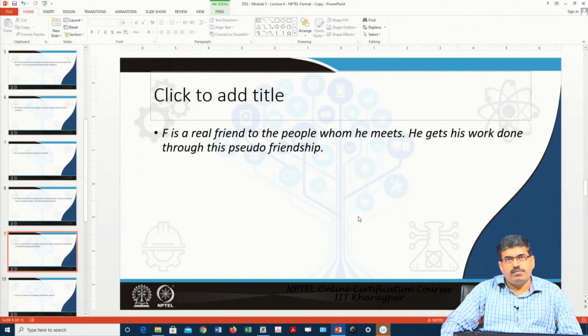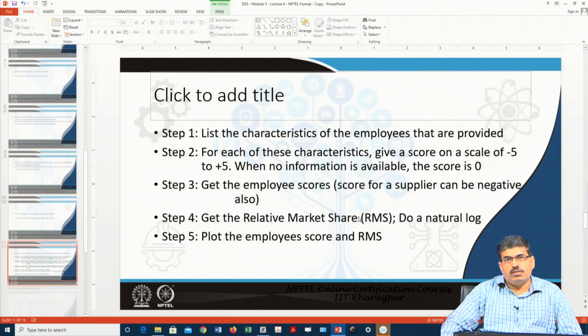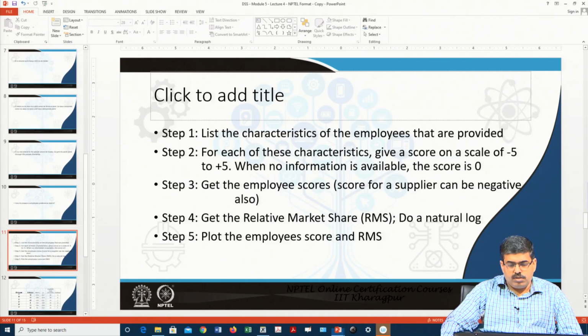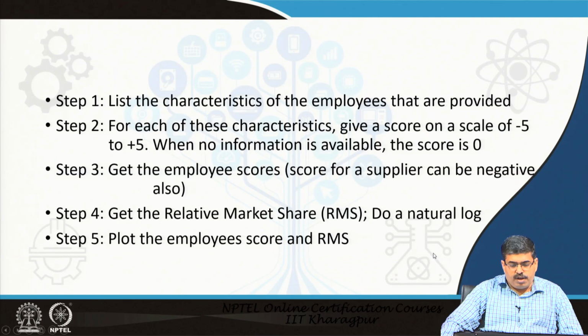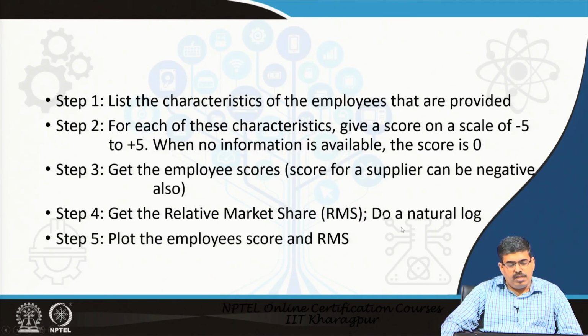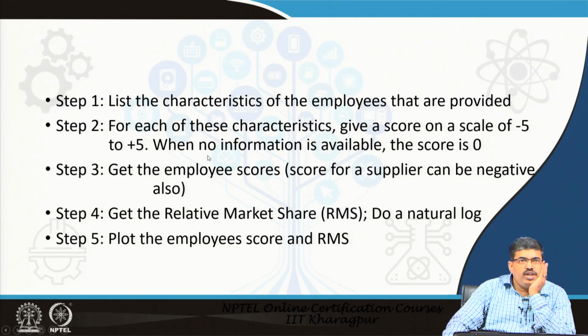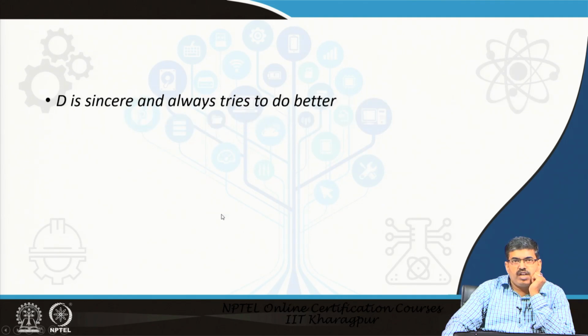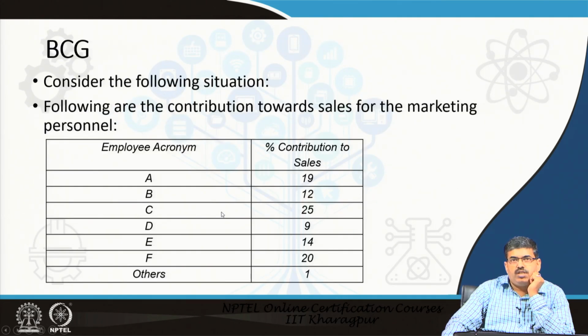So we have run this. Step 1, step 2, step 3 we have got. Now, get the relative market share, do a natural log, plot the employee score and market share. What was the market share? Market share is this one, because percentage contribution to sales, their share. Now, take this market share, do a relative market share and do a natural log.